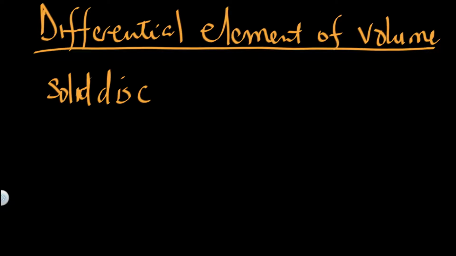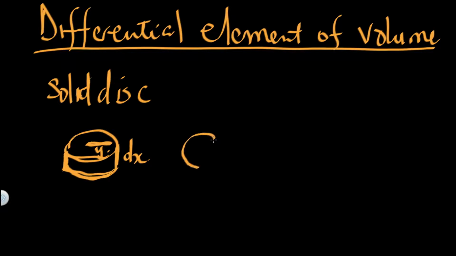It's actually something with a hole. The solid disk is like a cylinder. It can be a cylinder like this, and I'm just trying to sketch a cylinder here, guys, with the height dx and a radius of y. Or it can be another solid disk, a cylinder like this, where the thickness is dy and the radius is x.